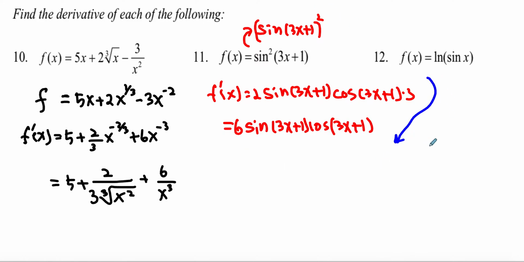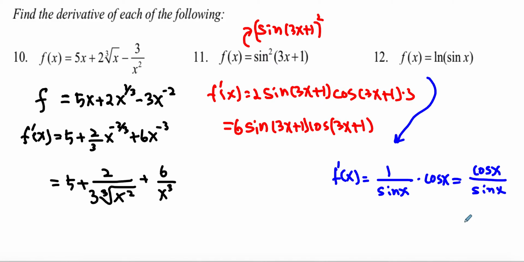Now, let me do number 12 on the bottom. The outer layer was ln, natural log. So when I take the derivative of natural log, it becomes 1 over the expression. So we end up getting 1 over sine of x. And then the inner layer is sine of x. When you take the derivative of sine of x, we get cosine of x. So this becomes cosine of x over sine of x. That is a correct answer, but if you go one step further, cosine over sine is cotangent. So many people might have just written it as cotangent of x as well.